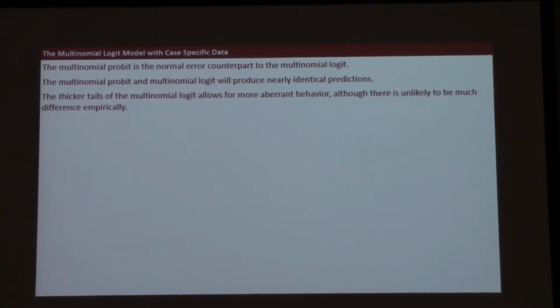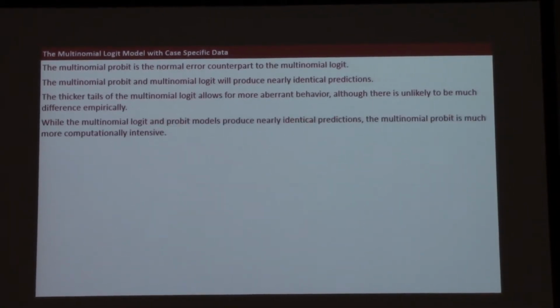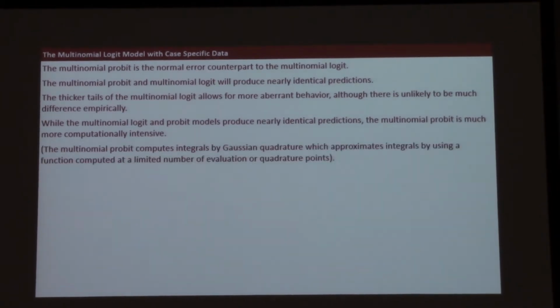Again, you get thicker tails in the multinomial logit, but it's much more computationally intense for these reasons. They do a Gaussian quadrature versus some other stuff. And we'll do it, by the way, with larger data sets. It's a significant time difference. It's not like a second where it hangs. It'll be, that's actually taking a little bit longer.